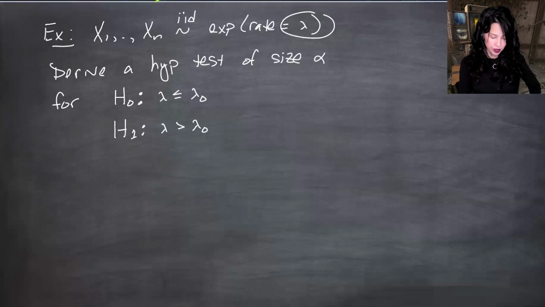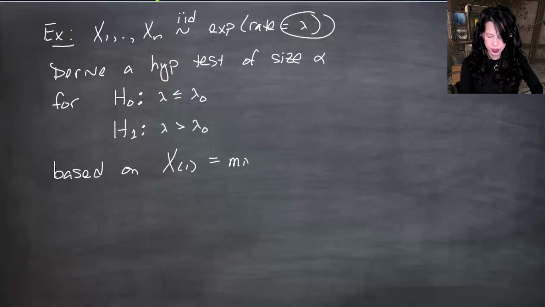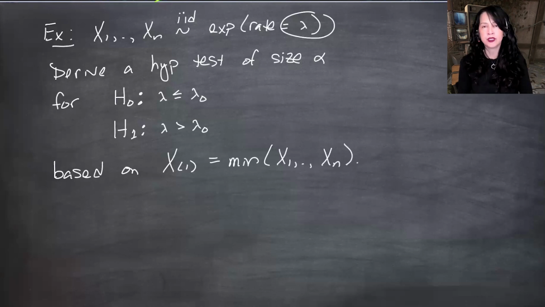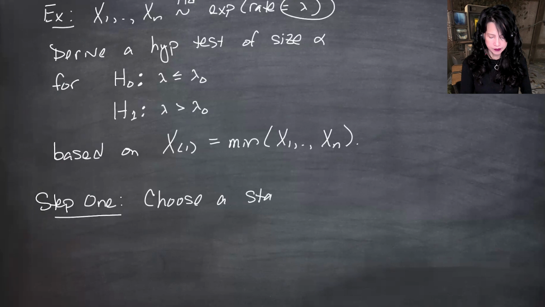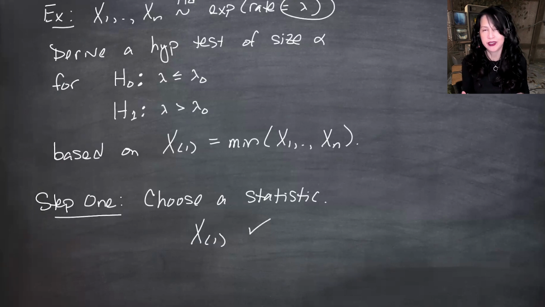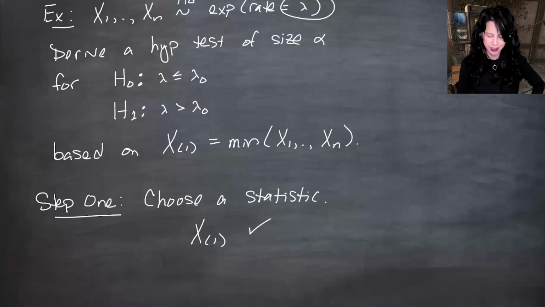So that's what I'm going to do here. I'm going to say based on the minimum, X(1), which is the minimum of X1 through Xn, just because. Okay. Step 1 is to choose a statistic, and this has been done. We are using the minimum. Eventually, you'll have to actually do step 1, and I like to just write it there every time.